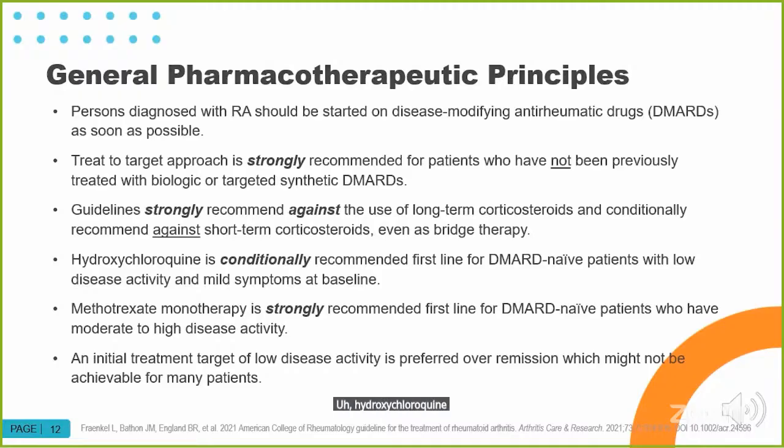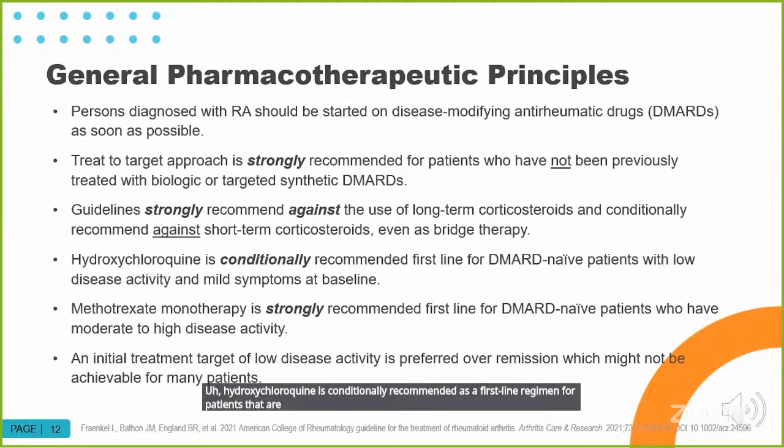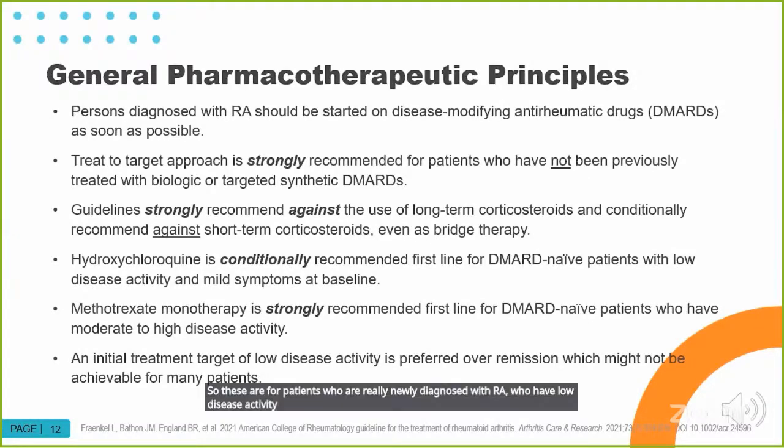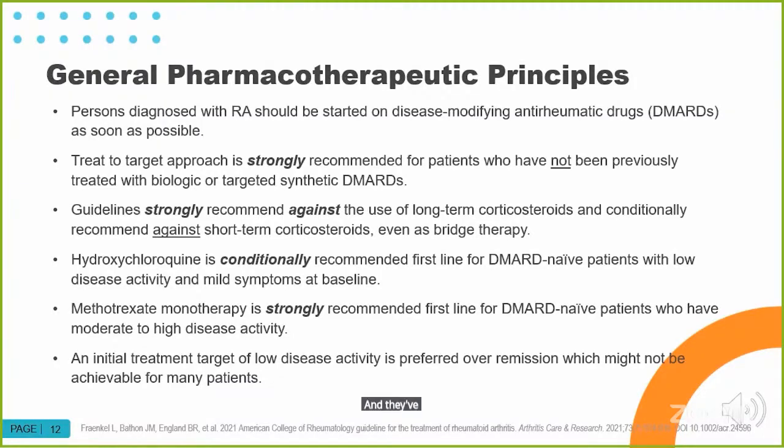Hydroxychloroquine is conditionally recommended as a first-line regimen for patients that are DMARD naive and they have low disease activity at baseline. So these are for patients who are really newly diagnosed with RA, who have low disease activity based on one of the measurement tools that we talked about in the previous slides, and they've never been on disease-modifying anti-rheumatic drugs in the past.